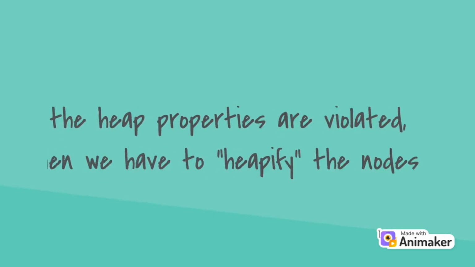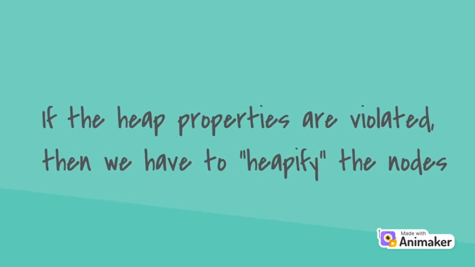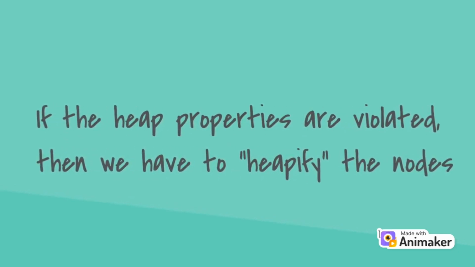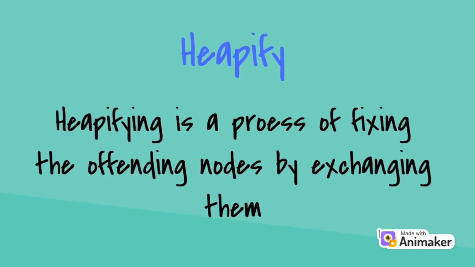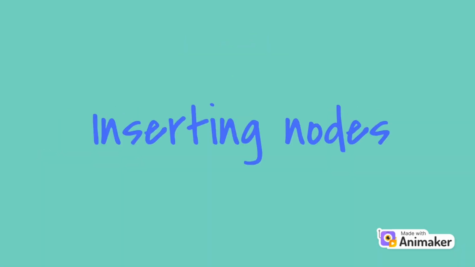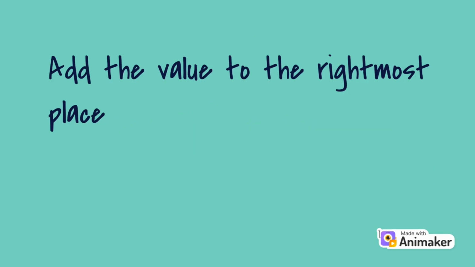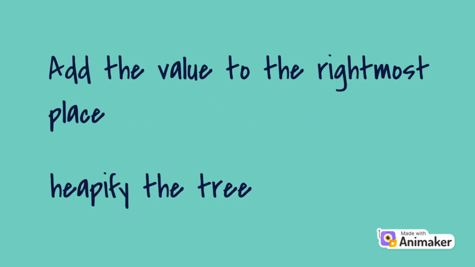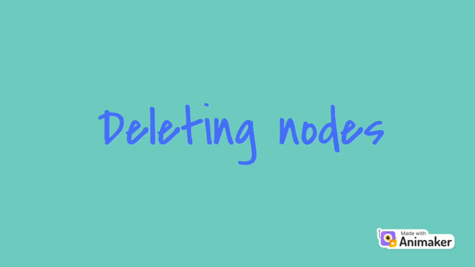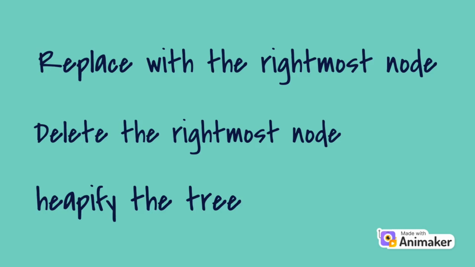In the leaf nodes, you can find the largest values. If any of these heap properties are violated, then we have to heapify the nodes. Heapifying is the process of fixing the offending nodes by exchanging them. When inserting nodes, we insert them on the right side of the bottommost level, and then we heapify to remove the violations. The deleting process is also similar. First, we replace the node we are about to delete with the bottommost node on the right side, and then we delete the rightmost node. Then we heapify the tree.